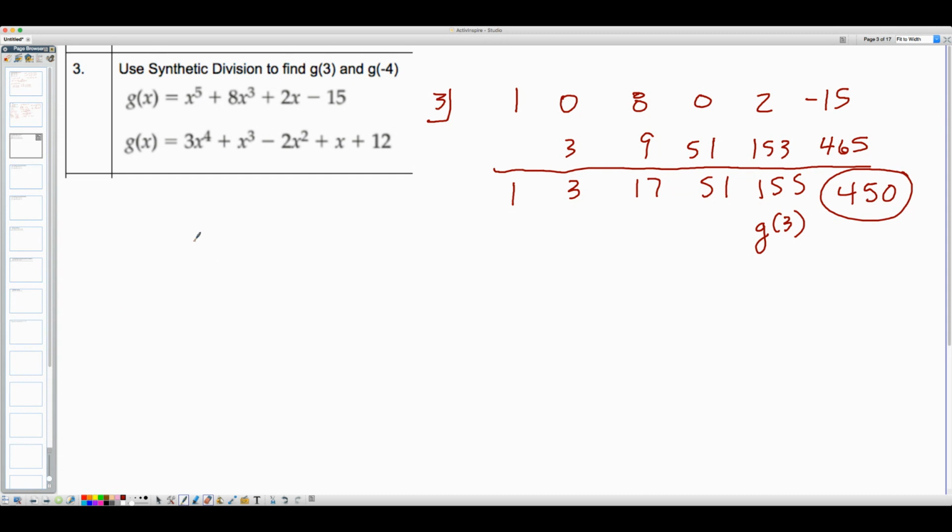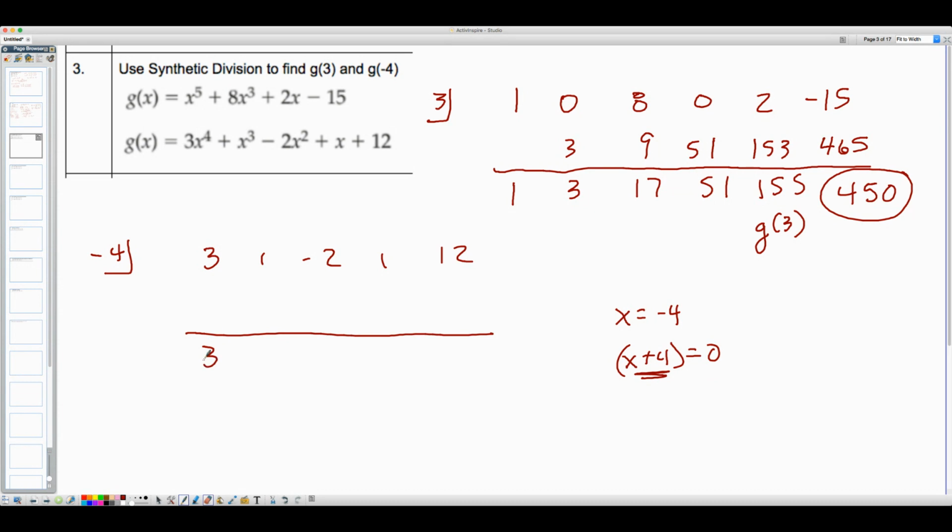So we'll do, my coefficients are 3, 1, negative 2, 1, and 12. And the number I want to divide into this is negative 4. Notice this is not the factor. This would be the x value. If x is equal to negative 4, my factor would be x plus 4 is equal to 0. So this would be the factor. So when I'm substituting the number in, I do it this way. So I have 3 times negative 4 is negative 12. Here we have negative 11. This is 44, 42. 42 times 4, 42 times a negative 4 is negative 168.